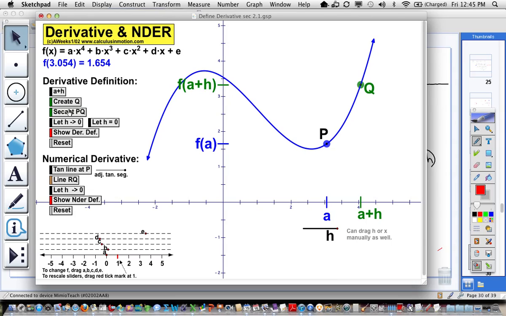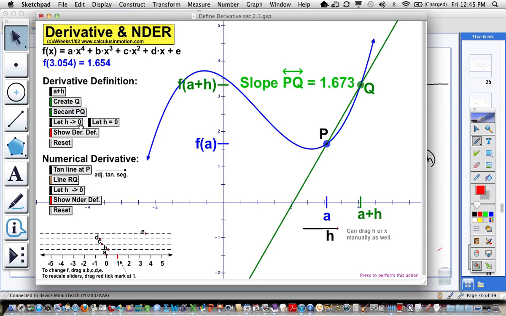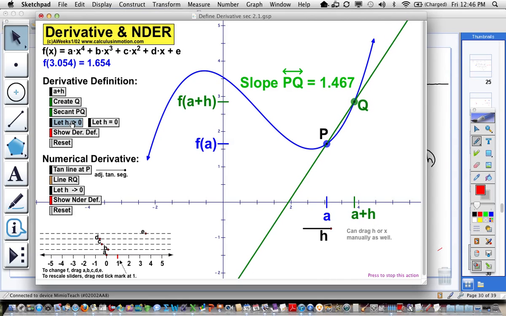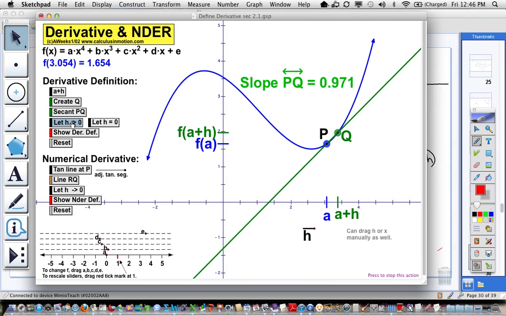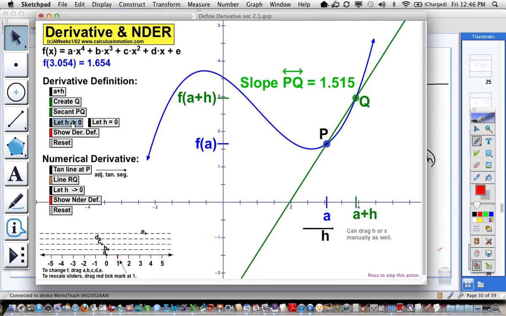So if I create this line now, this is the same picture we were seeing before. So I've got this line. I now want Q to get closer to P. Well, that means a plus h is going to get closer to a. So what does that mean h is going to do? h is going to get smaller and smaller. h is going to get closer and closer to 0, right? h is going to become almost nothing. And so right here it says let h approach 0. And so what happens is the 2 points get closer and closer, and eventually you get the tangent line.